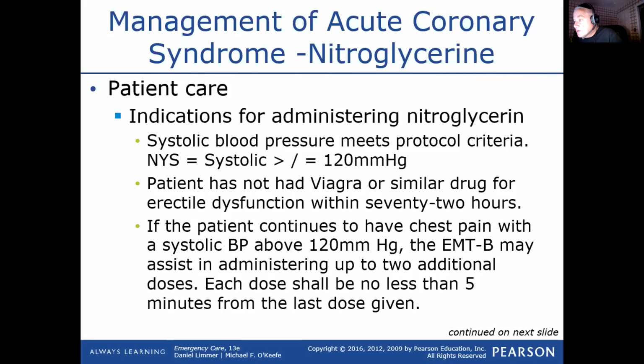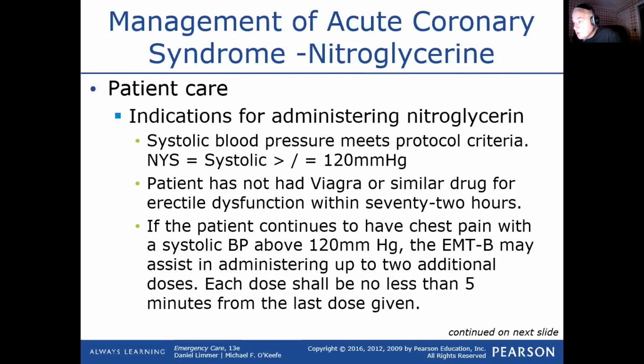So we typically withhold nitroglycerin from somebody who's having chest pain if they take erectile dysfunction medications. Now, the BLS protocol, the EMT protocol states 72 hours. That's a really long time. That's 3 days. Most people would say 24 hours would be the most, but the way the protocol reads, it's 72 hours. So just so you know.